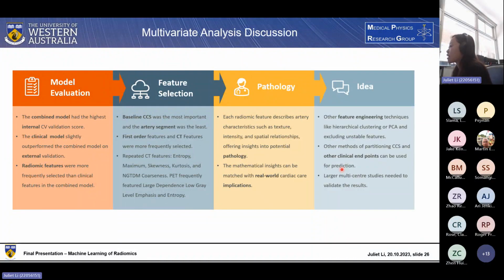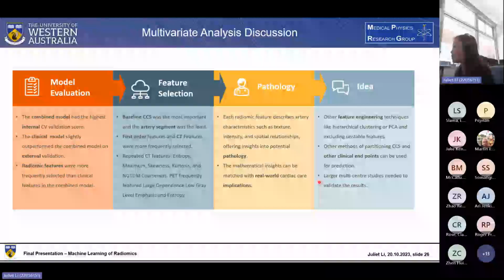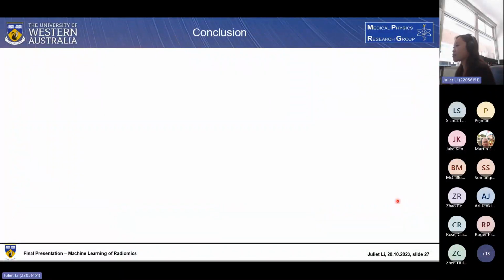For the future, we can use other feature engineering techniques such as hierarchical clustering and PCA, and other than predicting follow-up calcium score, we can try to predict other clinical endpoints. This study lacks overall survival data for the patients, but it's something that we can use with the expanded cohort. Larger multi-center studies are needed to validate these results.